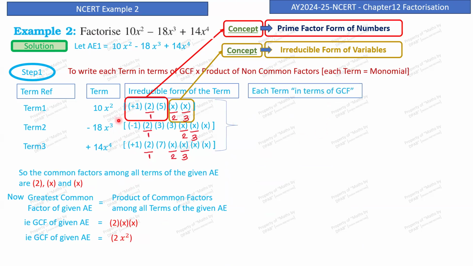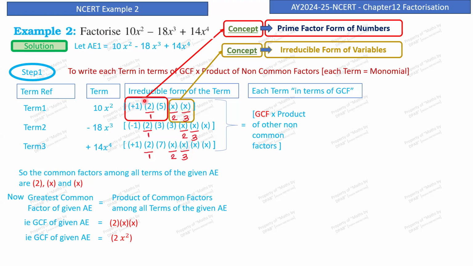Now each term: term 1, term 2, term 3. What are they? 10x square is the first term, minus 18x cube is the second term, and plus 14x to the power 4 is the third term. Each term in terms of the greatest common factor, how to write it, we are just going to see. So term 1 should be written as the greatest common factor, that is 2 into x into x, that is 2x square, which is in the red color, 2x square into the product of other non-common factors. Which are the non-common factors? Plus 1 and 5. Okay. These are the things which you have not underlined here. So they are the non-common factors.